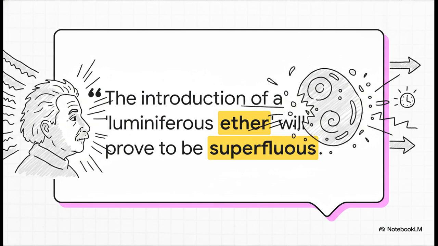At the time, all the top scientists believed empty space was filled with this invisible background stuff called the luminiferous ether that light supposedly waved through. Einstein basically said, yeah, we don't need that. He mathematically proved the ether is completely superfluous. We don't need absolute space. We just need relative motion and a constant speed of light.